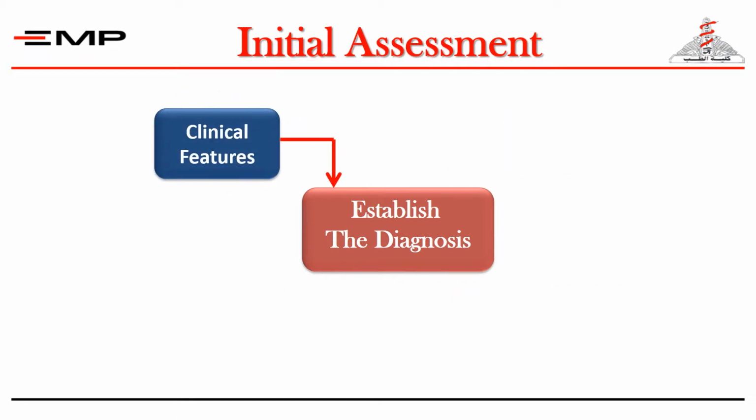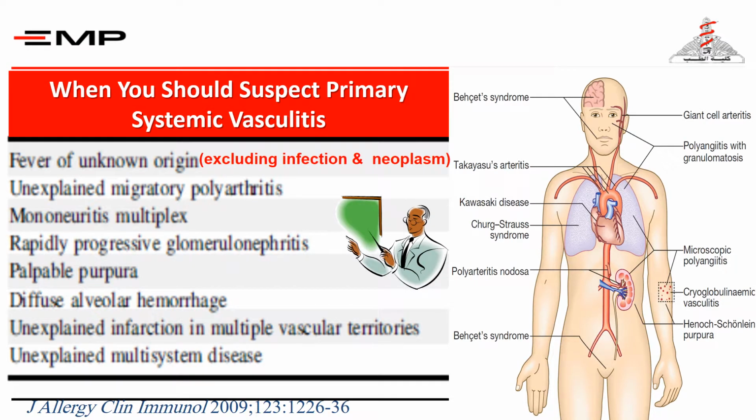First, the clinical features. When you should suspect primary systemic vasculitis, the patient will present with fever of unknown origin after exclusion of the common causes like infection and neoplasia, unexplained migratory polyarthritis, or mononeuritis multiplex, rapidly progressive glomerulonephritis and/or palpable purpura and/or diffuse alveolar hemorrhage, unexplained infarction in multiple vascular territories, unexplained multisystem disease. So it affects almost all the organ systems in the body.